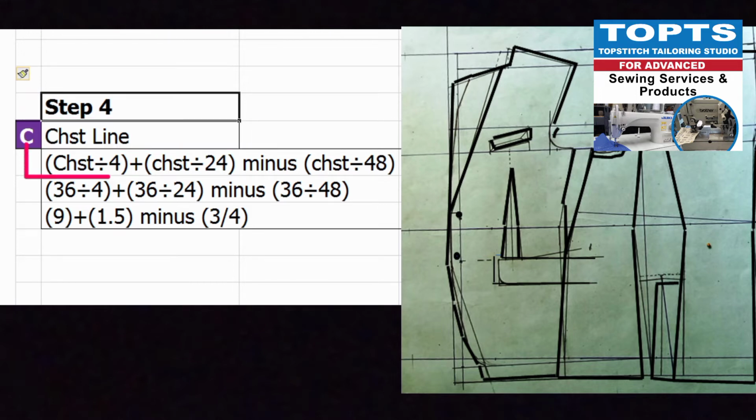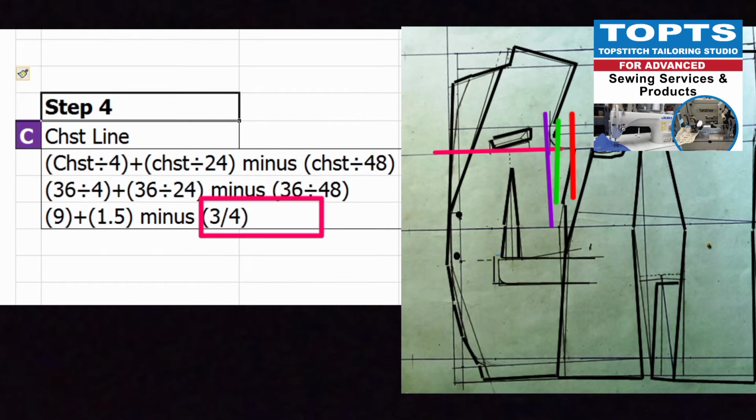We're going to get the chest measurements, divide by 4. That's point number 1. Then point number 2, you mark chest measurements, divide by 24 outwards still. That is 36 divided by 24, giving us 1.5 inches. Then inwards from the center, from the chest measurement divide by 4, from this point, you mark inwards the chest measurements divide by 48. That is 36 divided by 48, giving us 3/4. Now there you are coming inwards.